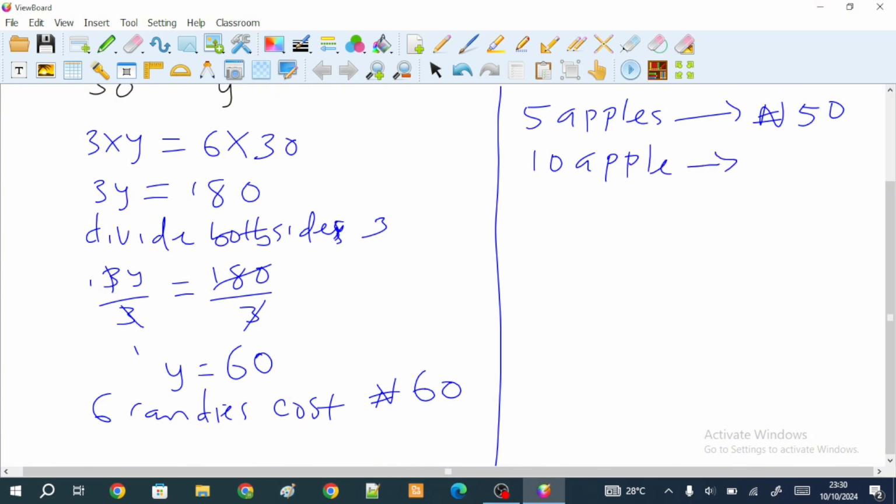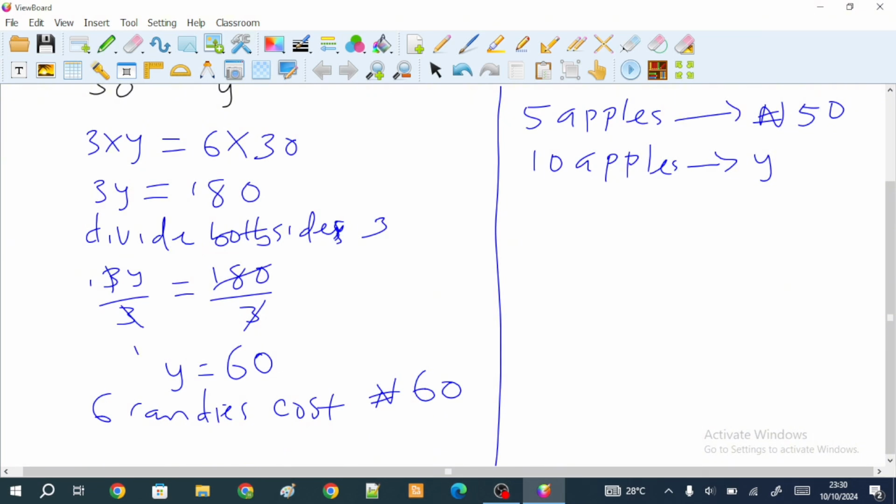However, we don't know the value of the 10 apples. We don't know how much it costs. So we're going to use a letter. I'll just keep using y, but you can use any letter, A, B, C, Z, Y, M, any letter you like using. But let me be consistent with y. So we have 5 apples cost 50, 10 apples. We do not know how much 10 apples cost, and so we represent it with the letter y.